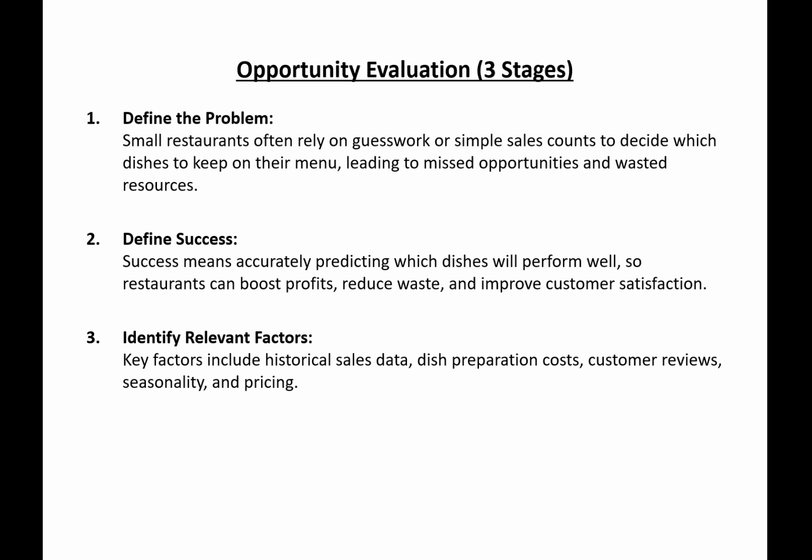So defining success is the second point. Success means accurately predicting which dishes will perform well so restaurants can boost their profitability, reduce waste, and improve customer satisfaction. The third point is identifying relevant factors. Key factors include historical sales data, the cost for preparing dishes, customer reviews, seasonality changes, and pricing.